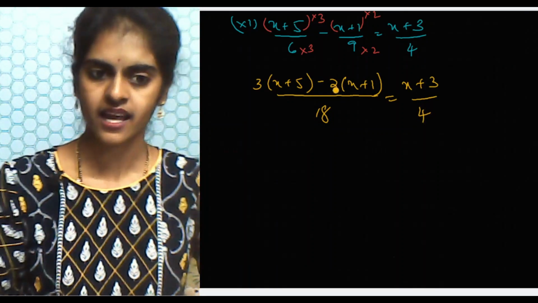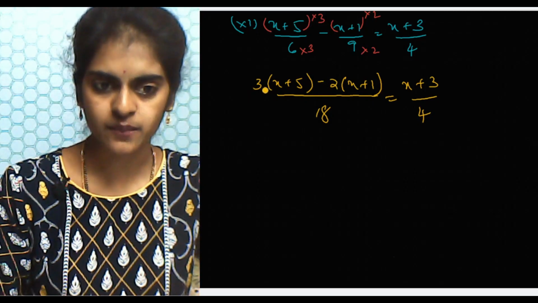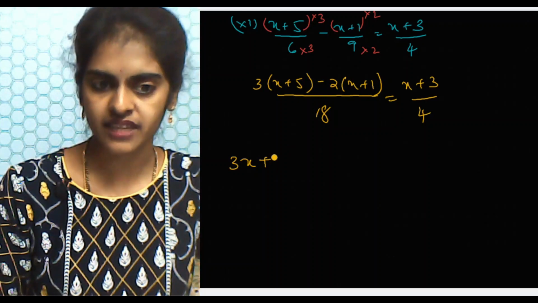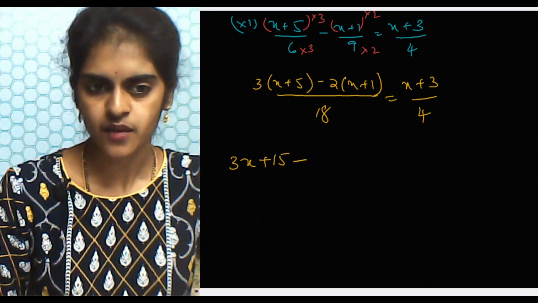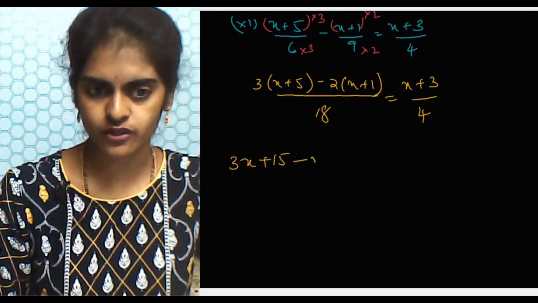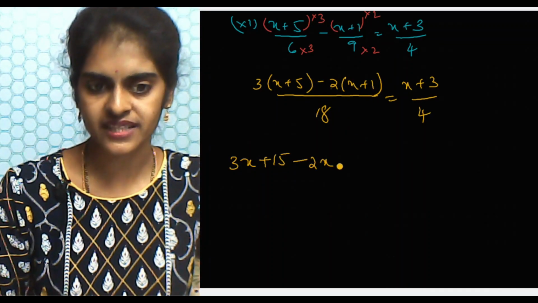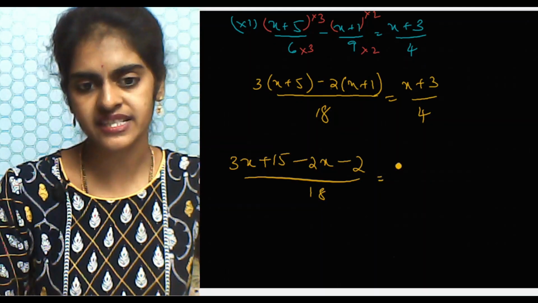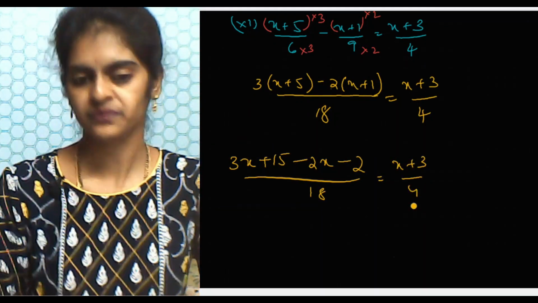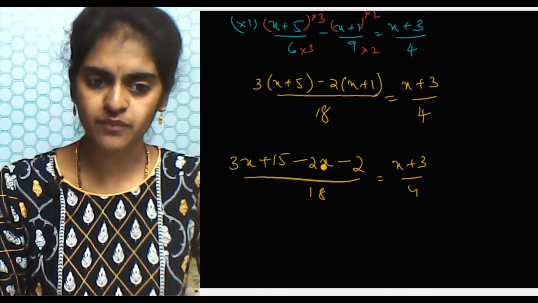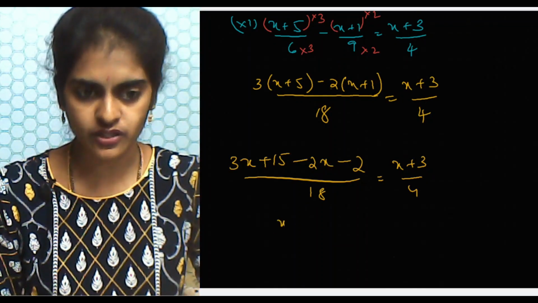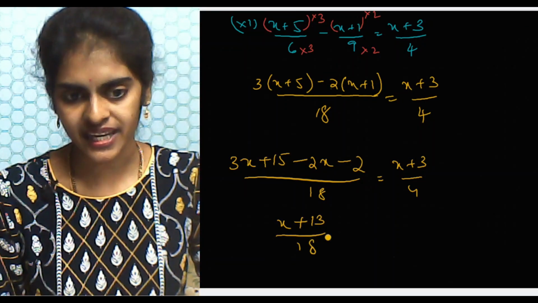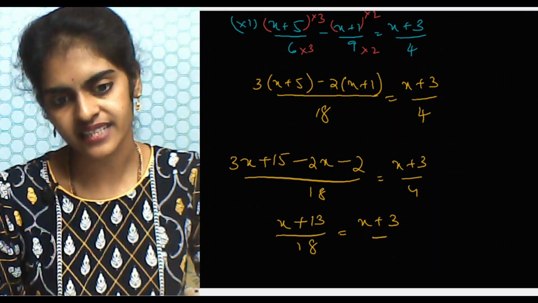Write this term as it is. Now just solve this. So this is 3 multiplied by x, so this is 3x. You have plus here, write plus. 3 fives are 15, simple distributive property. Minus, you have 2 into x, so this is 2x. Minus into plus is minus. 2 into 1 is 2. Divided by 18 is equal to (x plus 3) by 4. Again, 3x minus 2x gives you x. 15 minus 2 gives you plus 13. Divided by 18 is equal to (x plus 3) by 4.